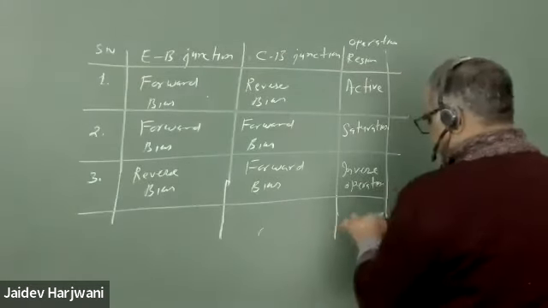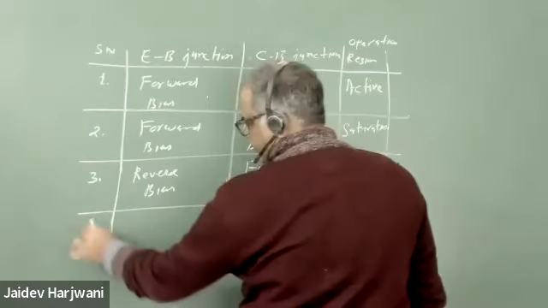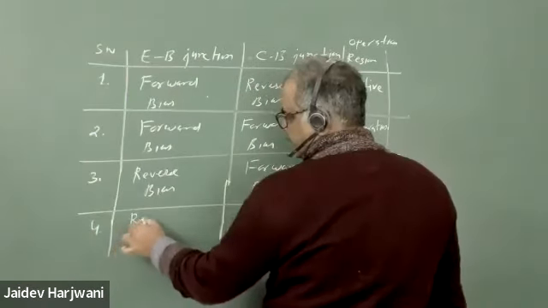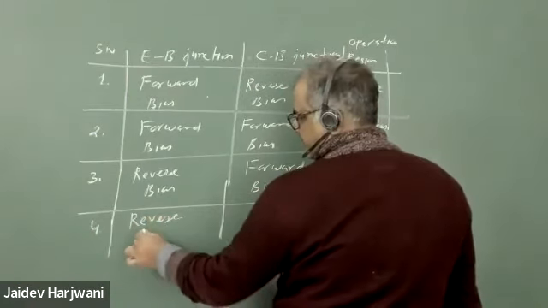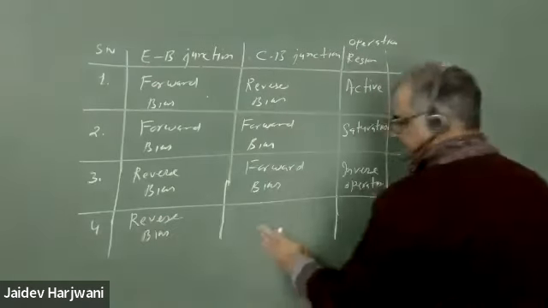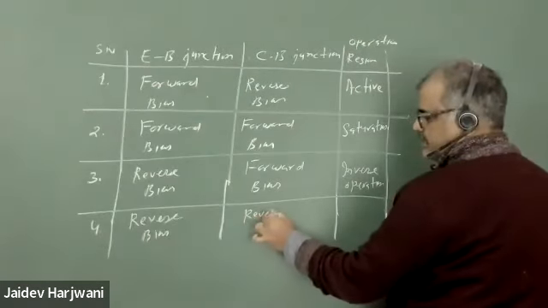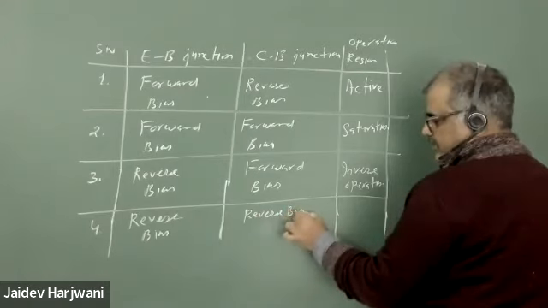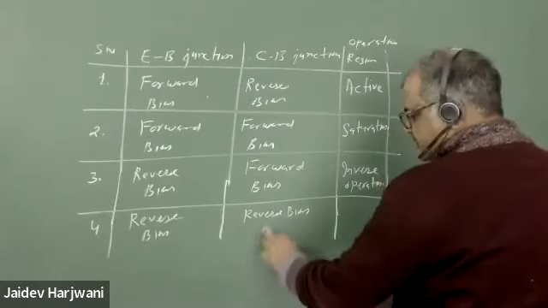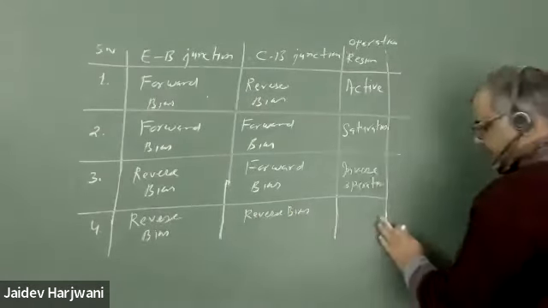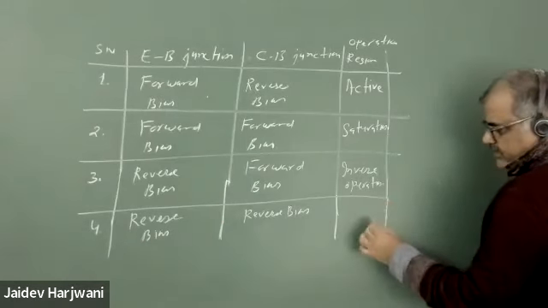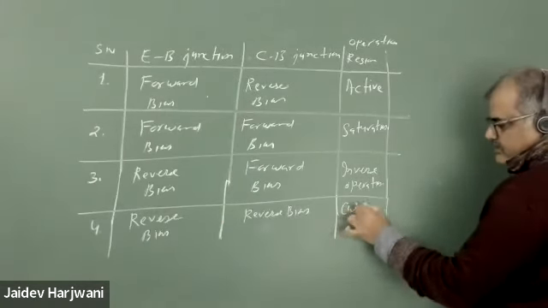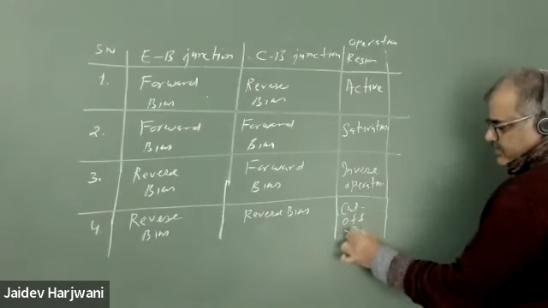And the last configuration is the fourth one. We can make reverse bias and reverse bias. When both the junctions are reverse biased, in that case the operation region of the transistor will be the cutoff region. It will be working in the cutoff region.